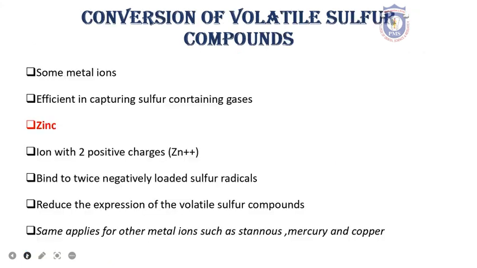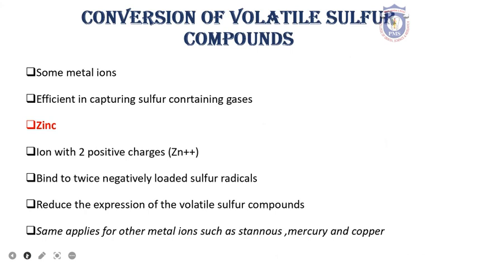And the other is the conversion of those volatile sulfur compounds into other compounds. So there are some metal ions that are efficient in capturing sulfur containing gases. An example is zinc. It is an ion with 2 positive charges. So it binds twice to the negatively charged sulfur radicals. Thus it reduces the expression of volatile sulfur compounds.